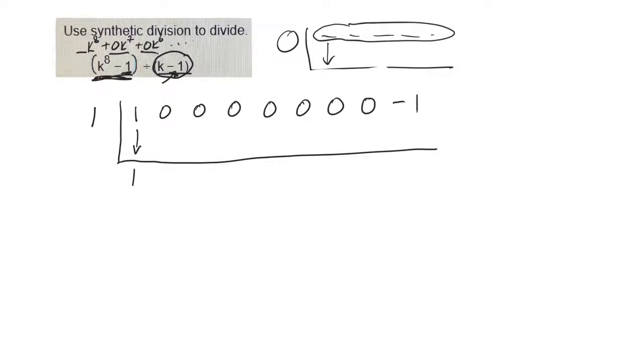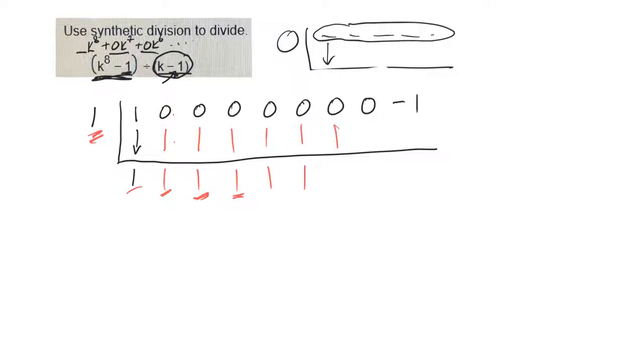So I put the 1 there. And then you multiply this number by this number, 1 times 1, and you put your answer there. Then add. So 0 plus 1 would be 1. And then you do the same thing, multiply, add, multiply, add. So 1 times this 1 is 1, add, you get a 1 again. 1 times 1 is 1 again, add, you get a 1. 1 times 1, 1, you get the idea.